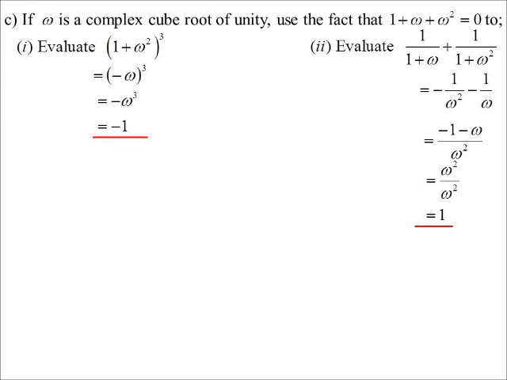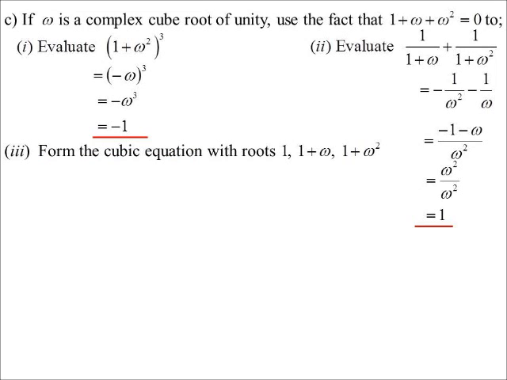So each time, all I'm doing is using the fact that 1 plus omega plus omega squared is equal to 0, or I'm using the fact that omega cubed is equal to 1. Form the cubic equation that has roots 1, 1 plus omega, and 1 plus omega squared.